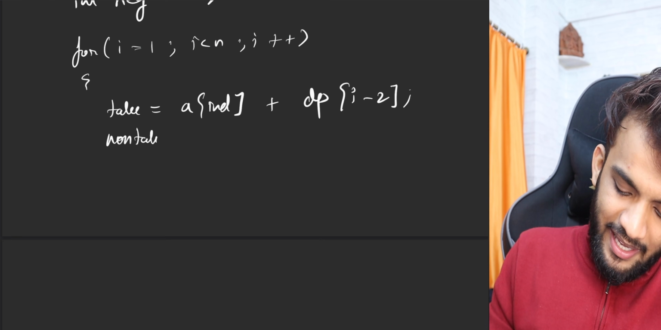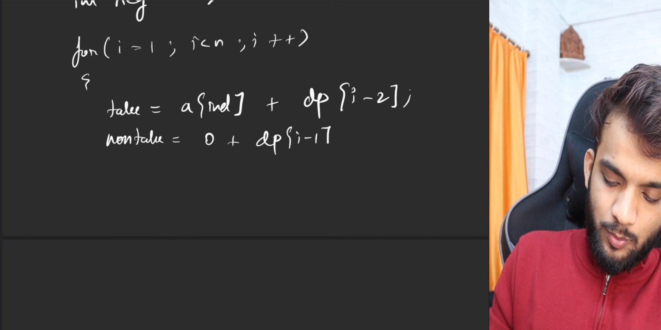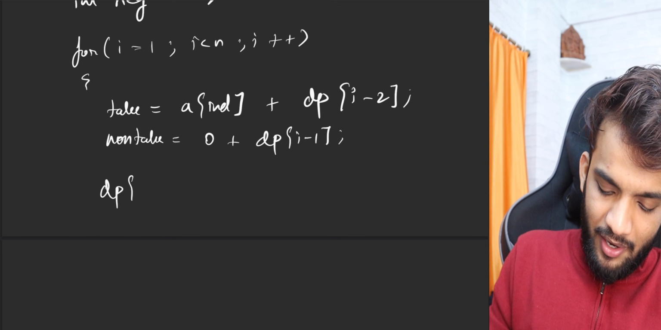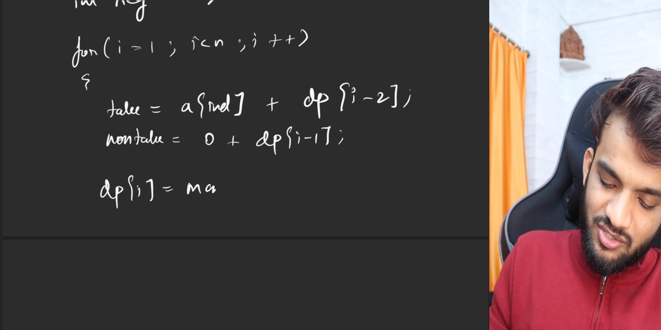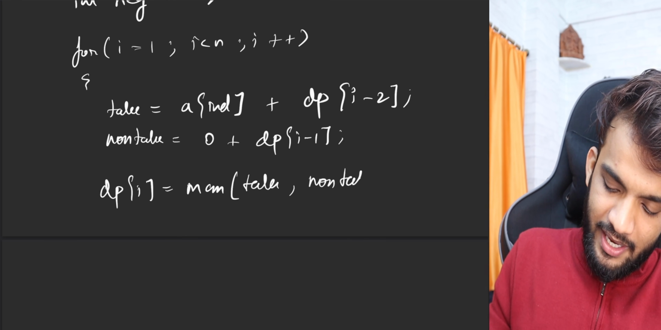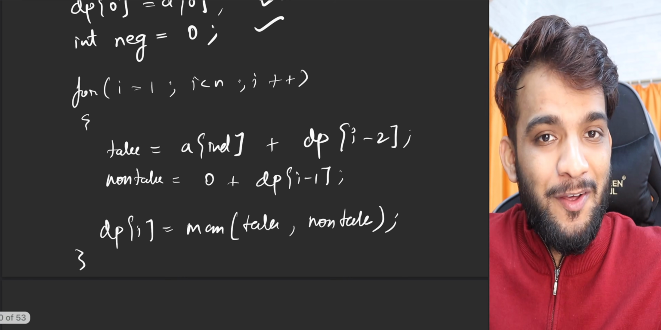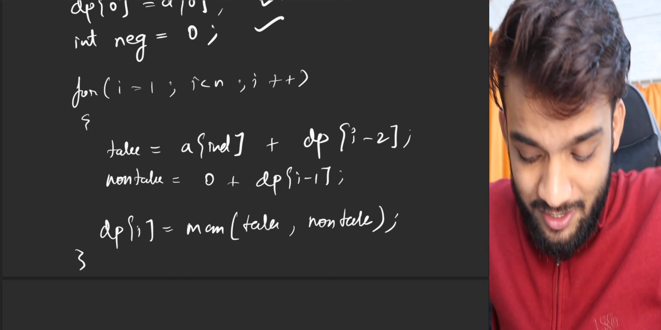The non-take case will be 0 plus dp of just the previous one. And dp of I will be max of take and non-take. Do you agree with me? You have to. There's absolutely no other option, right? So everyone has agreed with this.